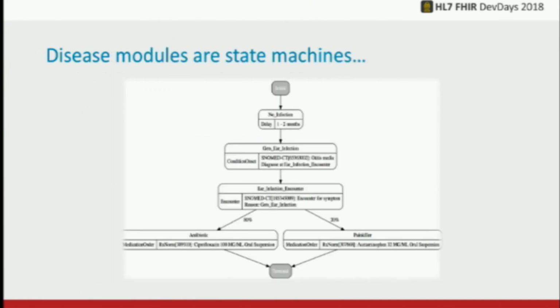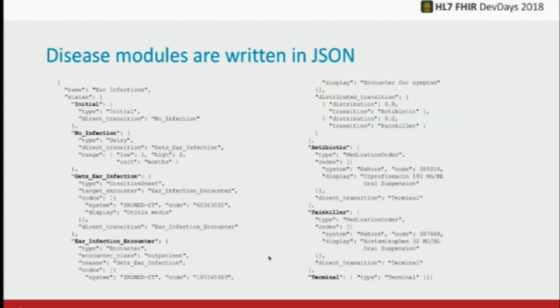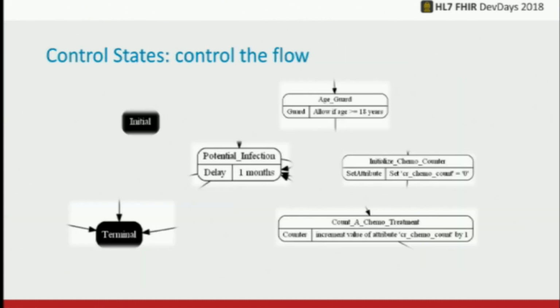So I mentioned that the disease modules are state machines. They look kind of like this. I'll get a little bit more into it, but basically you have different states, and the patient will flow through these, and it'll end up creating the record. This is a visualization of the state machine, but they're written in JSON. You can see I bolded the initial state and each of the state names, and then there's different information. You don't necessarily need to write JSON though, because we have a nice little editor if you wanted to play around with the different disease modules.